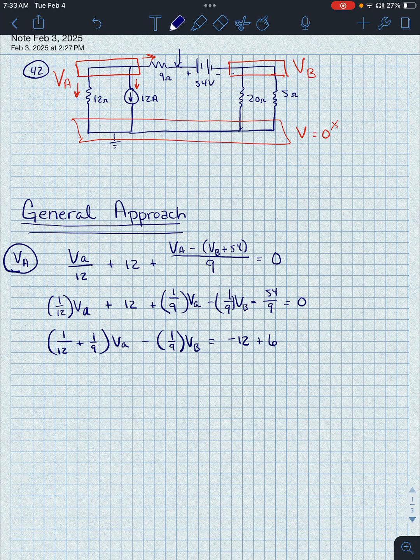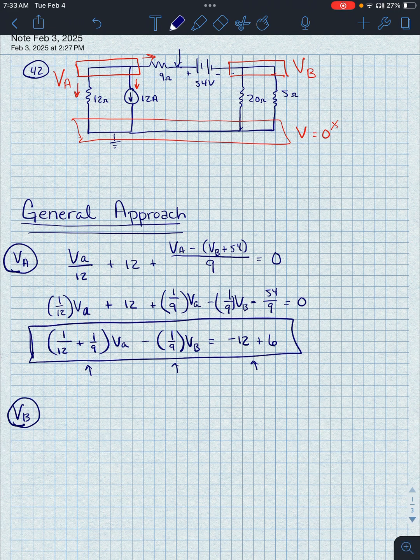All right, so there is your first equation. Again, we're always trying to put the VA term first, VB term second, and then our constant on the right side of the equal sign. Okay, let's look at our VB now.